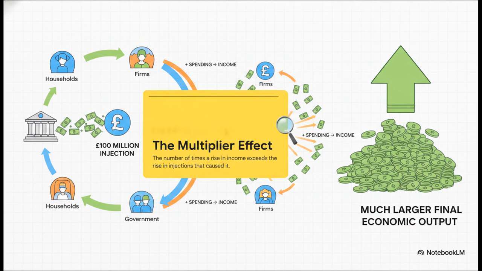Because of this constant, relentless back-and-forth spending between households and firms, we end up in a situation where the final economic output is significantly larger than that original 100 million pound injection we started with. The income has literally multiplied as it bounced around between the different agents in the economy. The money didn't just stop at the construction site. It echoed through the whole system.